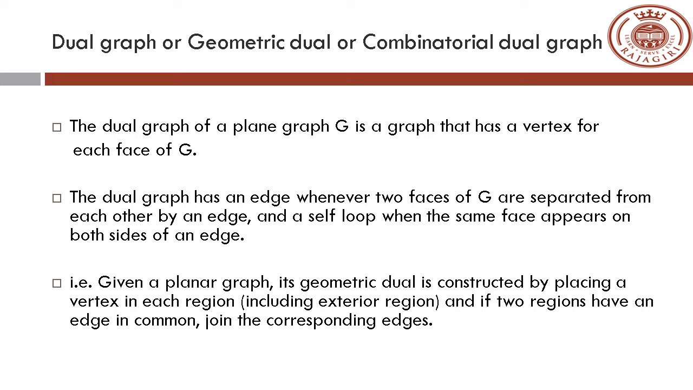The dual graph of a plane graph G is a graph that has a vertex for each face of G. The dual graph has an edge whenever two faces of G are separated from each other by an edge, and a self-loop when the same face appears on both sides of an edge. That is, given a planar graph, its geometrical dual is constructed by placing a vertex in each region, including the exterior region, and if two regions have an edge in common, join the corresponding vertices.